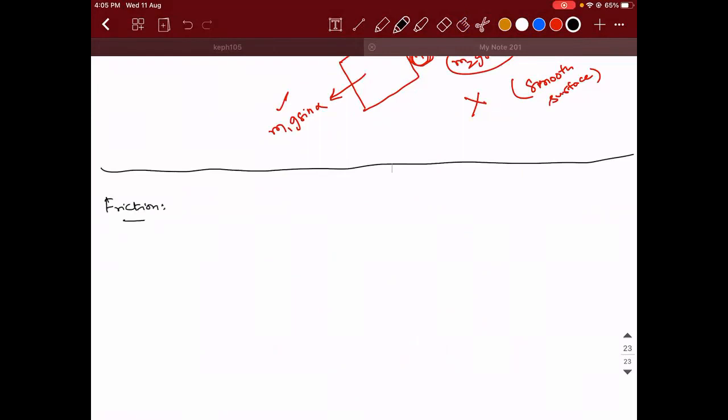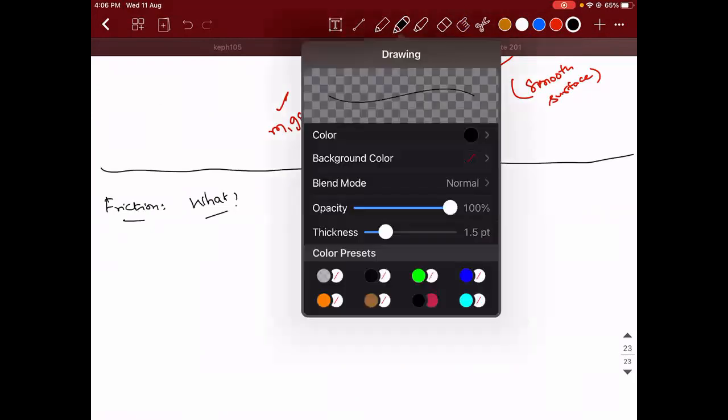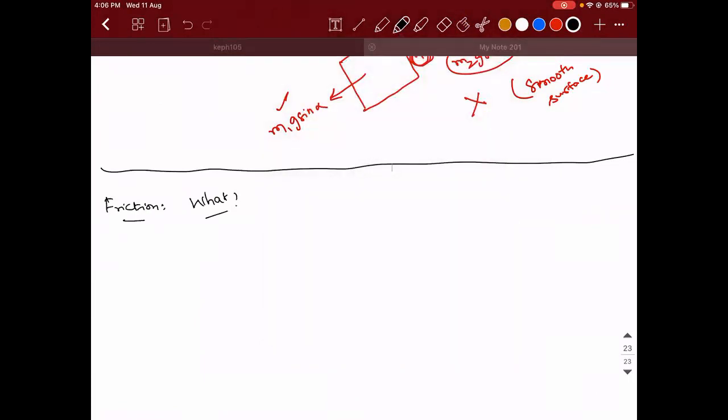Now, the question is, what is friction? How will you define it? Sir, I think it's the equal and opposite force which resists the force against the moving body. Okay. So you're trying to say it is a resistive force, right?